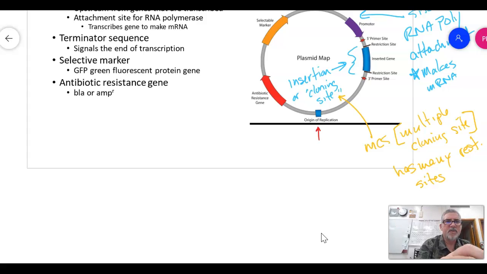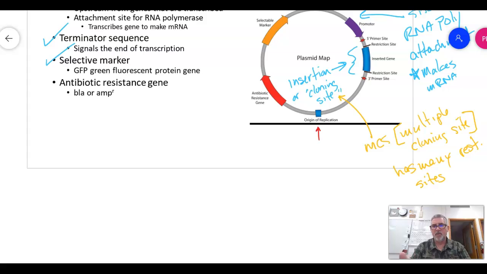I want a terminator sequence of some sort, something that tells it to stop transcription, and that'll be at that 3' site that you see right there. I want a selective marker. So a selective marker is here. The selective marker allows for identification of transformed bacteria.